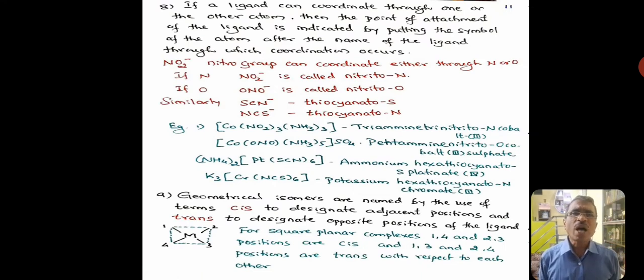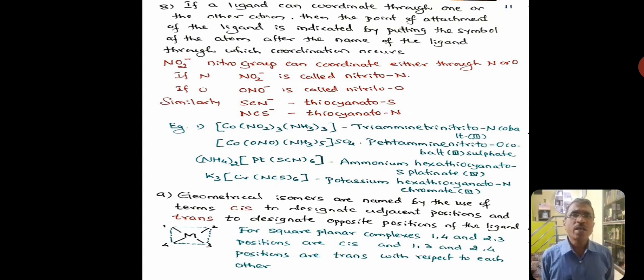The next comes another point. If a ligand can coordinate through one or the other atom, then the point of attachment of the ligand is indicated by putting the symbol of the atom after the name of the ligand through which coordination occurs. This I have already told you. NO2 minus is called the nitro group, it can donate either through nitrogen or through oxygen.